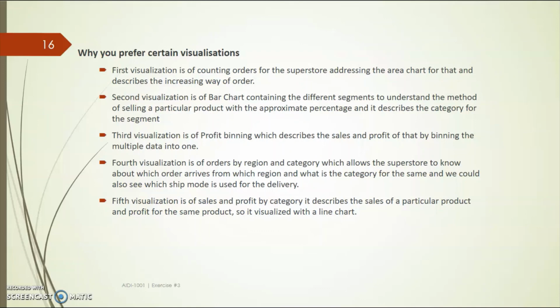And finally, we have used a line chart, and it shows the sales and the profit by category, and it describes the sales of a particular product and the profit for the same product.